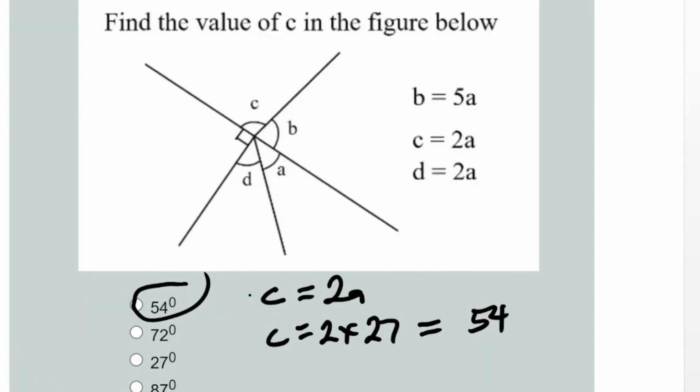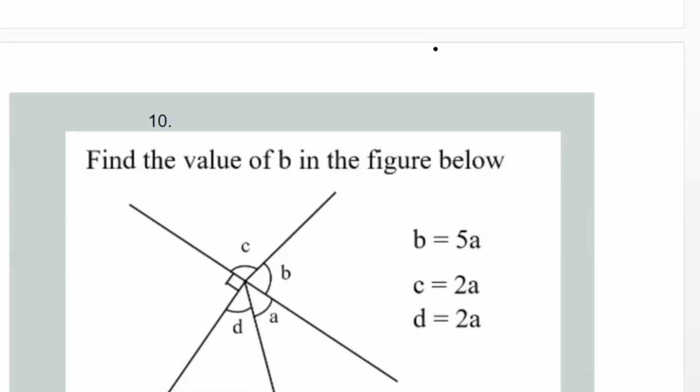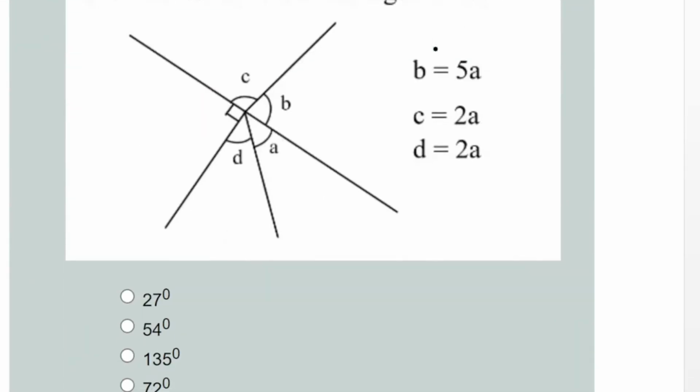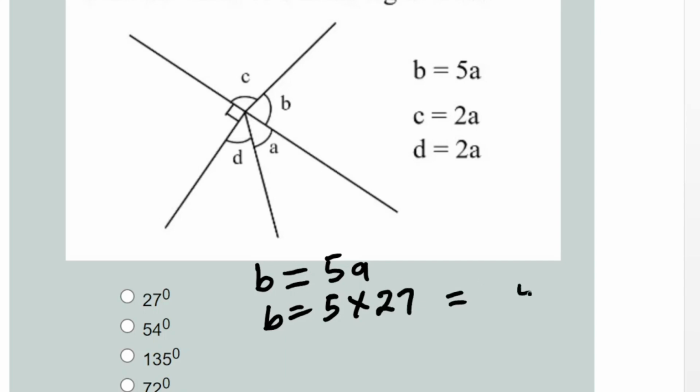So the next one, the last question we have here, is question number 10. Find the value of B. So the same thing will also be done. The value of B is equal to 5A. So that is B equals 5 multiplied by A, which is 27. All right. So that is 5 times 27. That is 135 degrees.